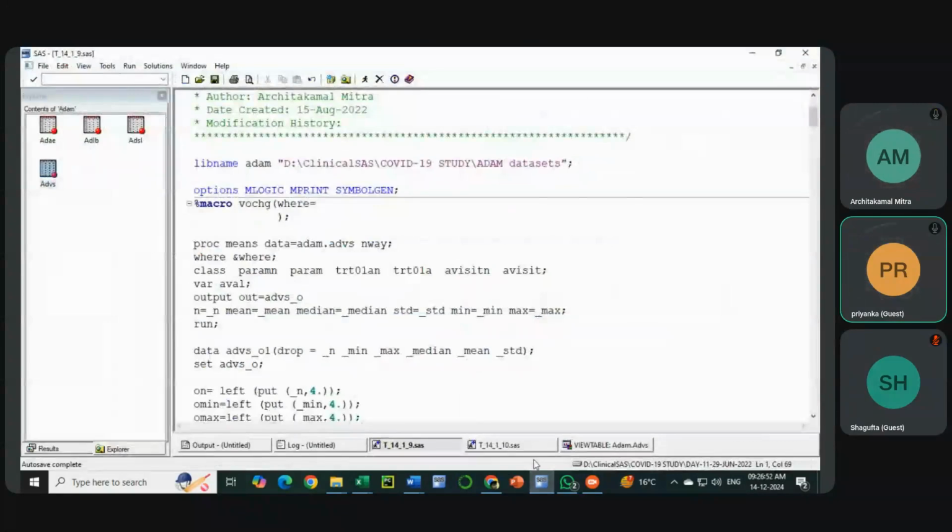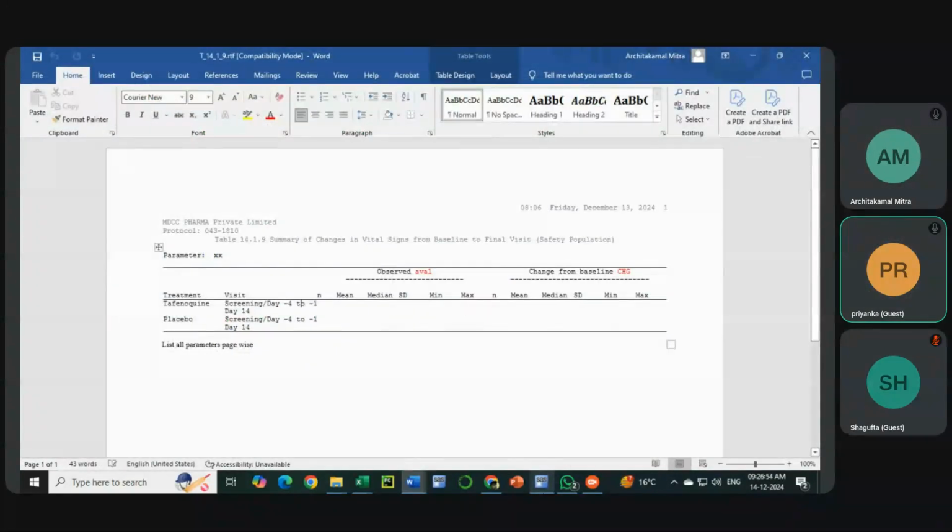What does day minus 4 to minus 1 mean? Is it like the screening days, 4 days going on? No, not 4 days going on. It is 4 days before the screening day. Suppose the screening day is considered as 0. So the patient has started coming 4 days before. That's why it is screening minus 4 to minus 1.